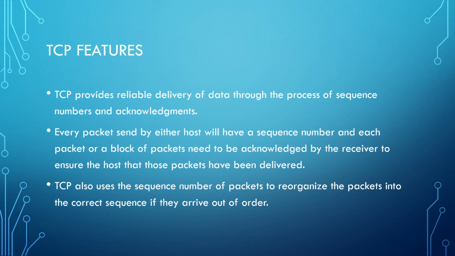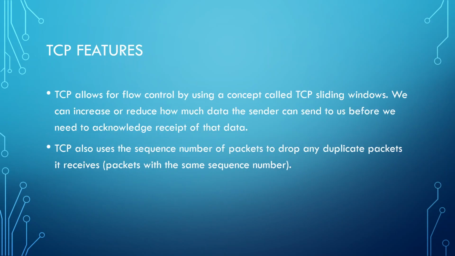So now when I actually feed this data to the application, I'm going to feed the first packet I received, then the third packet, then the second packet. And again, we'll see examples of this. TCP also allows for flow control by using a concept called TCP sliding windows. Essentially, we can increase or decrease how much data the sender can send to us before we need to acknowledge receipt of that data. And TCP also uses sequence numbers of packets to drop any duplicate packets it receives.